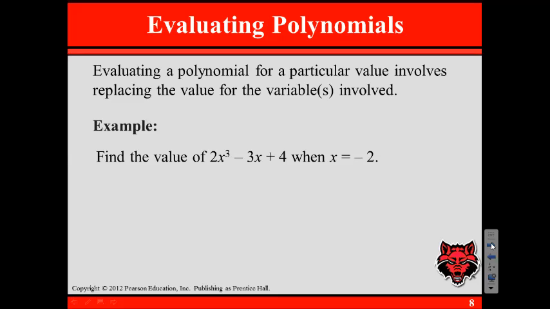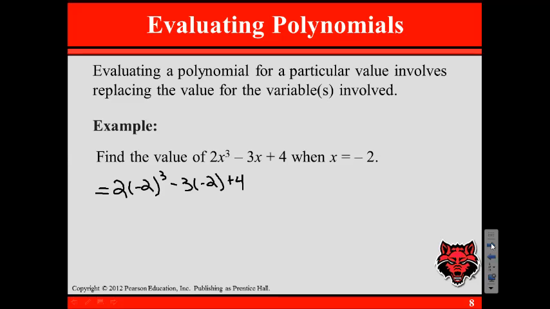We can also evaluate polynomials for particular values, and that involves replacing the value for the variables involved. For example, if we want to find the value of 2x cubed minus 3x plus 4, when x equals negative 2, we will replace x with the negative 2. So we now have the expression 2 times negative 2 cubed minus 3 times negative 2 plus 4.